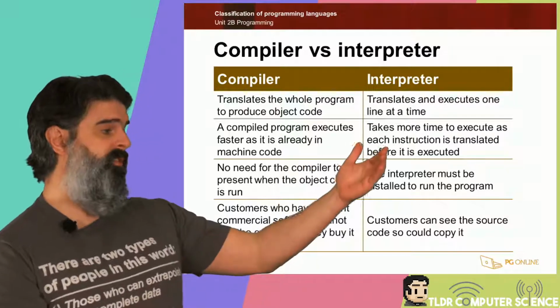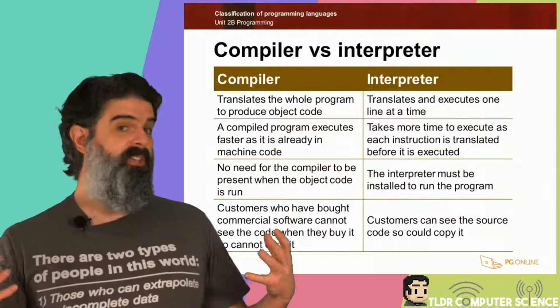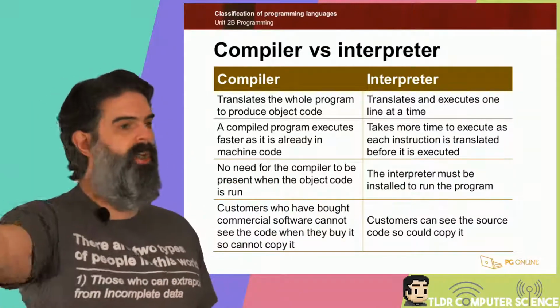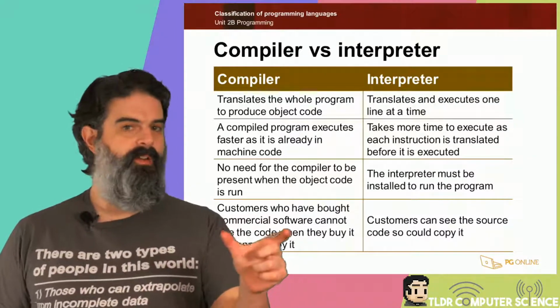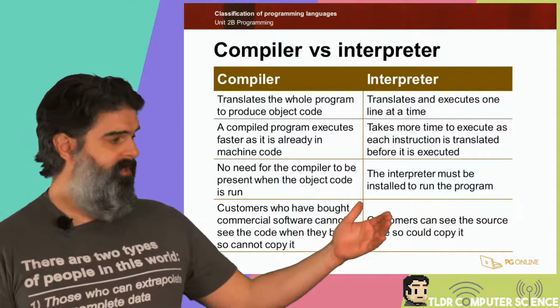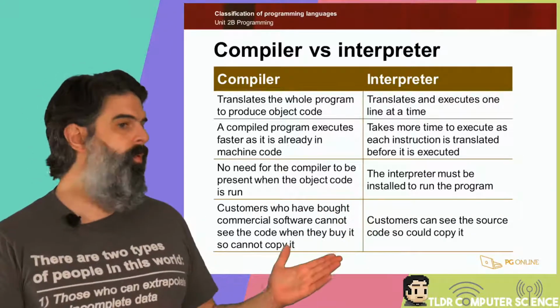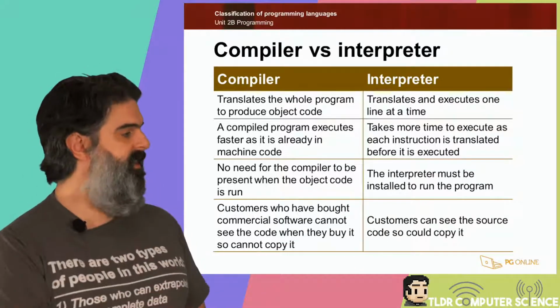So it's really useful for that. With a compiler, there's no need for the compiler to be present once the machine code's made. When you put your disk in and run it, you don't need the compiler anymore. It's there ready to run. If you're interpreting code, like a web browser is the interpreter, you couldn't look at a web page without that web browser there, because it's constantly turning that code so you can see it.